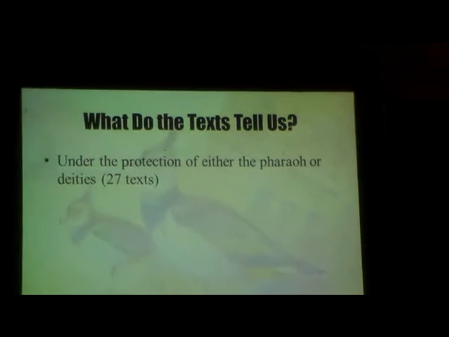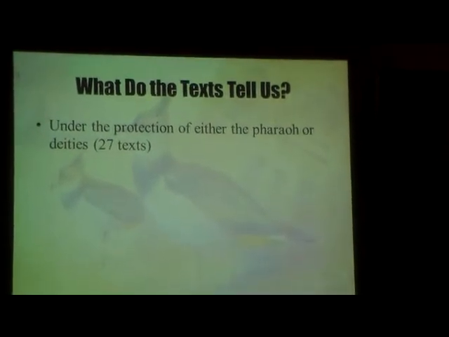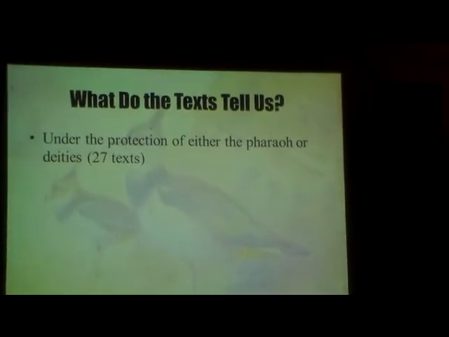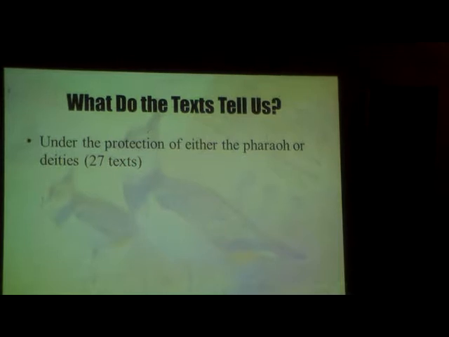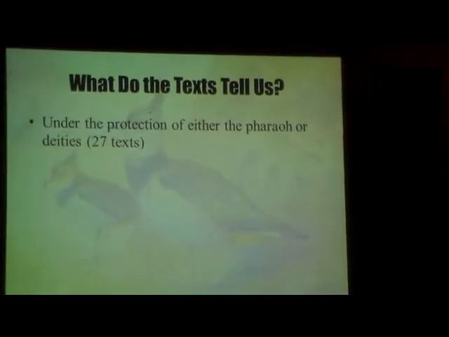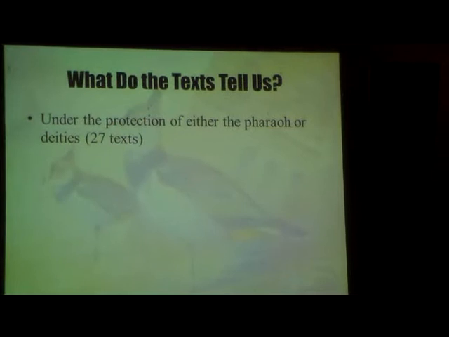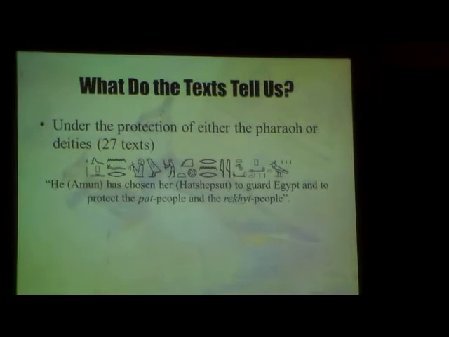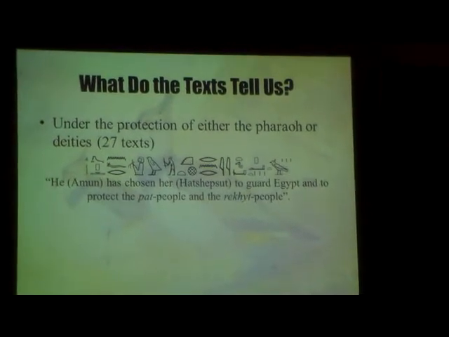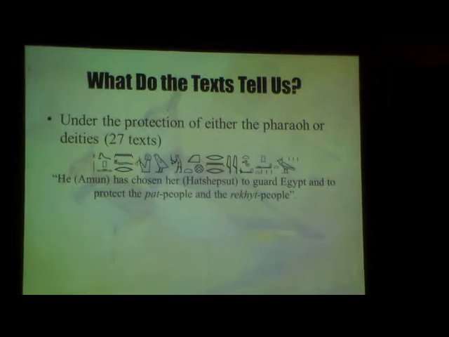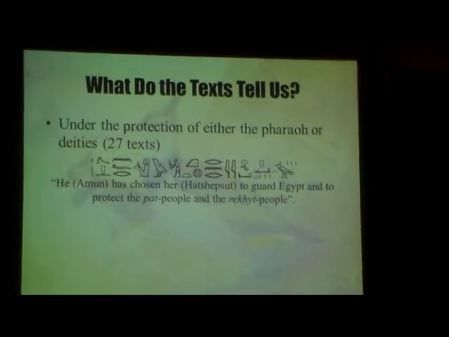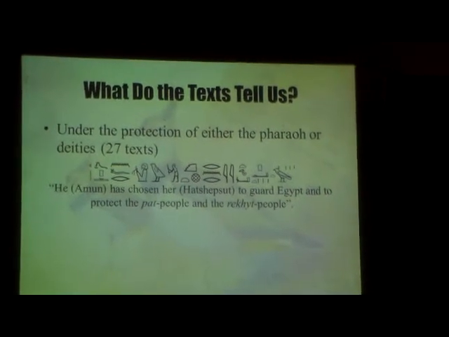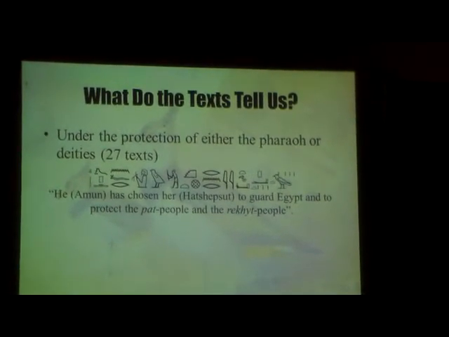So what do the texts tell us? What are these 2,000 texts all about? Well, you'll see that the positive idea of the rekhyt people is really portrayed. So in 27 of the texts, they're often referred to as being under the protection of the pharaoh or certain deities, such as this one from Hatshepsut. And it says, he, i.e. the god Amun, has chosen Hatshepsut to guard the rekhyt, to guard Egypt and to protect the Pat people and the rekhyt people. So if these were foreigners or anything like that, you wouldn't have Hatshepsut doing this.